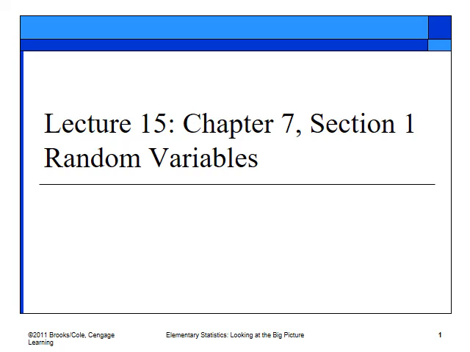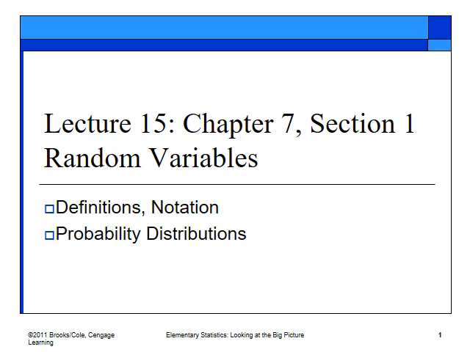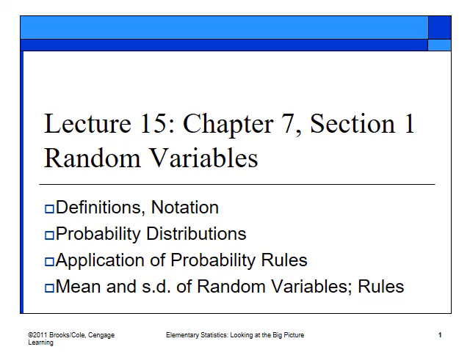In this lecture, we'll cover section 1 of chapter 7 on random variables. We'll talk about the definitions and notation used for random variables. We'll look at probability distributions. We'll apply our probability rules to random variables. And we'll talk about how to find the mean and standard deviation of random variables and the rules that govern their use.